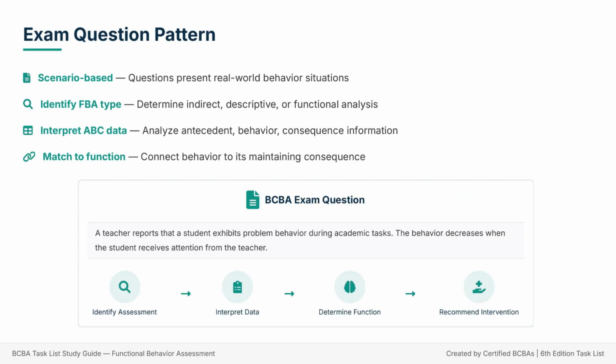On the BCBA exam, FBA is typically tested through scenario-based questions. You may be asked to identify the type of assessment, interpret ABC data, or determine function. To answer these questions, follow a structured approach. First, identify the assessment type. Next, analyze the data provided. Then, determine the function and select the appropriate intervention. Remember, always connect behavior, consequence, and function.